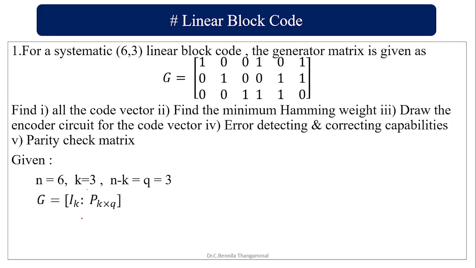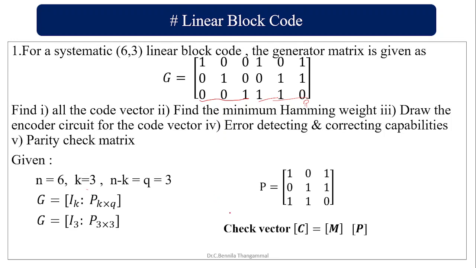The generator matrix is [I_k | P], k cross q. Here in this generator matrix, k is going to be 3. So a 3 cross 3 matrix is going to be your identity matrix, diagonally 1. And this is going to be your P matrix, the submatrix P. So from this I can take P as 1 0 1, 0 1 1, 1 1 0.